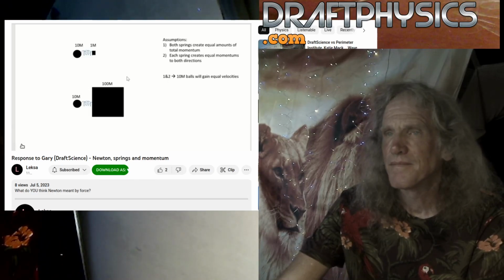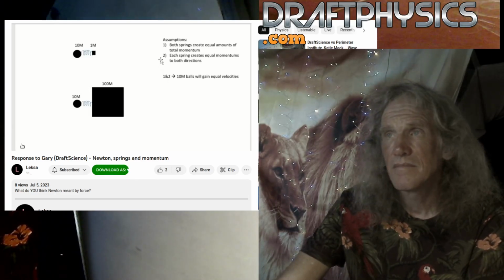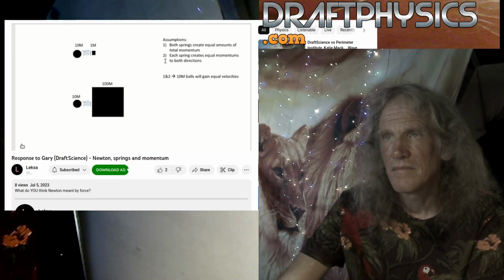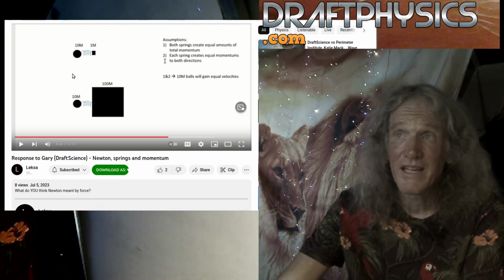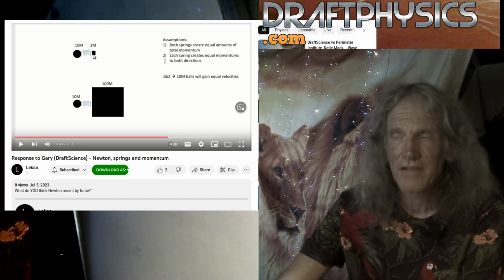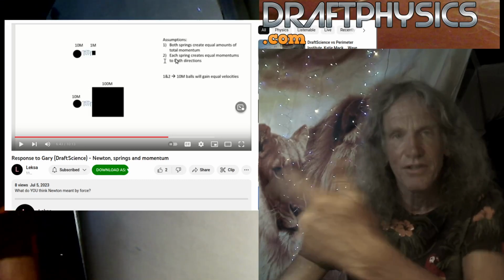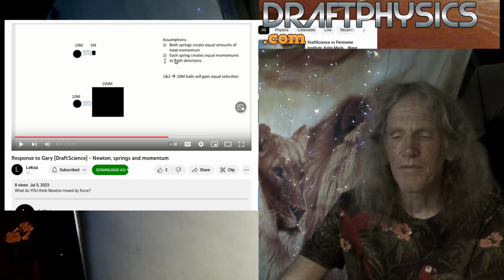Which one? I would say that assumption number 2 must be correct. I think that springs always create equal momentums to both directions. Well, they don't. The spring actually does, its center of mass moves in a direction. If the center of mass moves in a direction, it's obviously going to push more stuff in the direction its center of mass is moving. So I guess that would be a way I understand it.